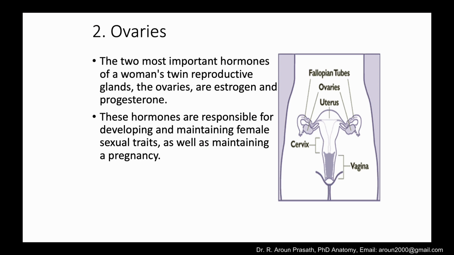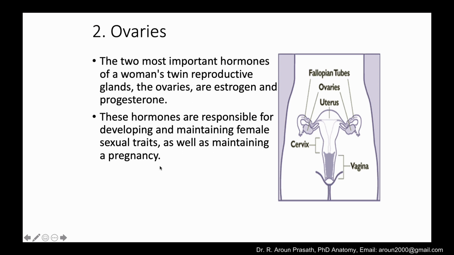The most important hormones for a woman's twin reproductive glands, that is the ovaries, are estrogen and progesterone. So what happens? Estrogen and progesterone are very important to maintain the menstrual cycle as well as pregnancy. These hormones are responsible for developing and maintaining female secondary sexual characteristics as well as maintaining pregnancy.